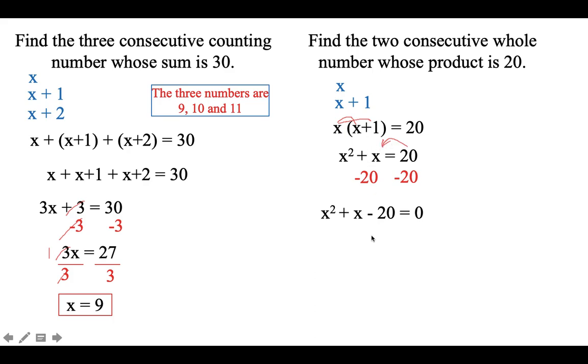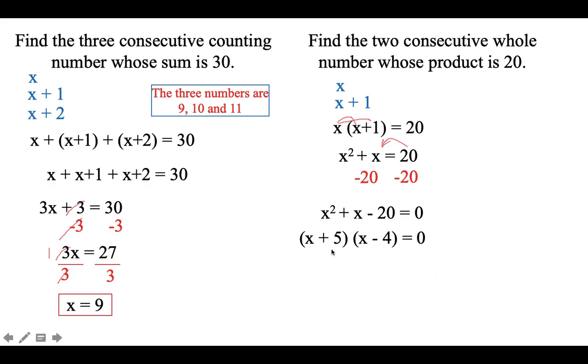Why did we do that? Because we want the left side to be in general trinomial form so that we can factor it and later on find the value of x. So x squared plus x minus 20 is factorable. We're going to use our skills in factoring from our previous videos. The factors of x squared plus x minus 20 are the quantity x plus 5 times the quantity x minus 4, equals 0.